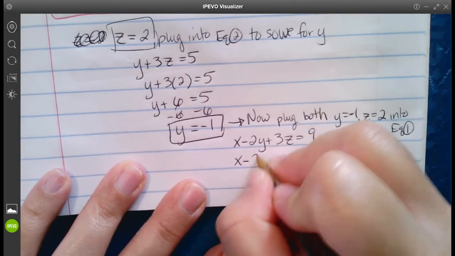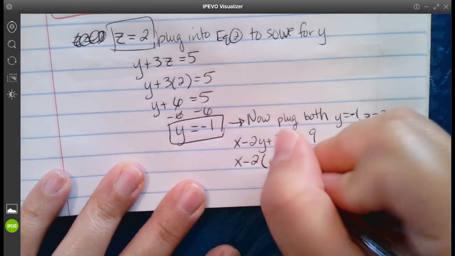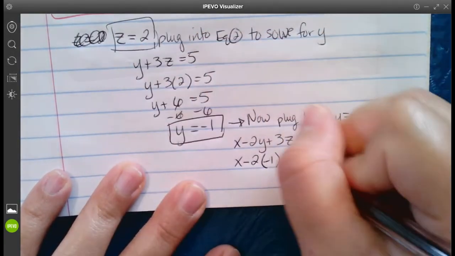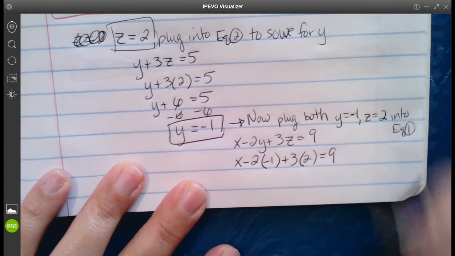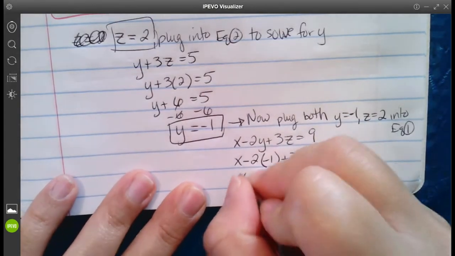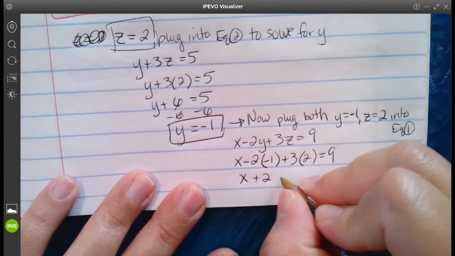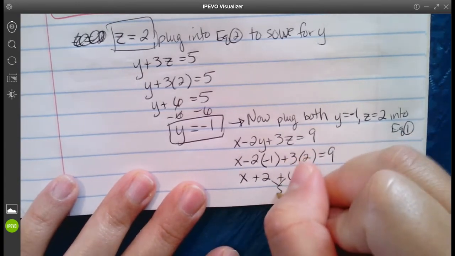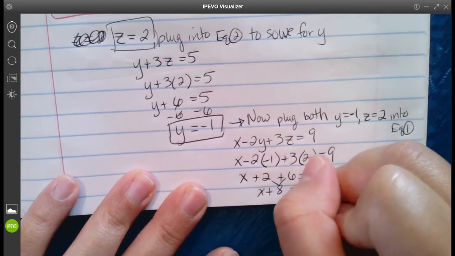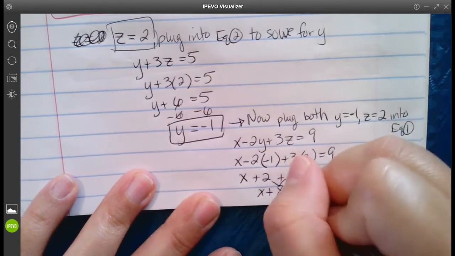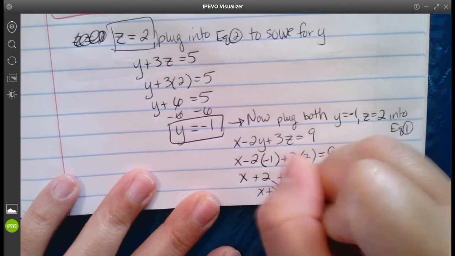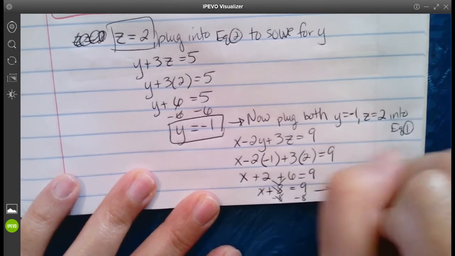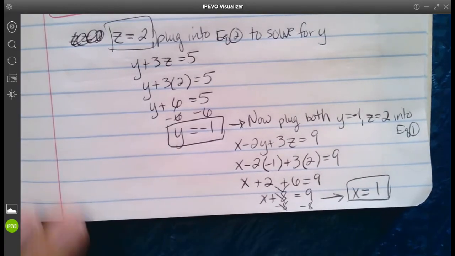So now we have x minus 2 times -1 plus 3 times 2 equals 9, which gives us x plus 2 plus 6 is equal to 9. 2 plus 6 is 8. So I have x plus 8 equals 9. Now this is barely going to fit here, huh? Minus 8 on both sides. So x is equal to 1. And there is our solution.